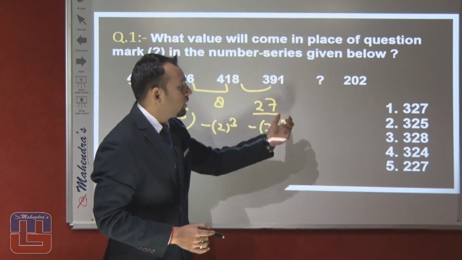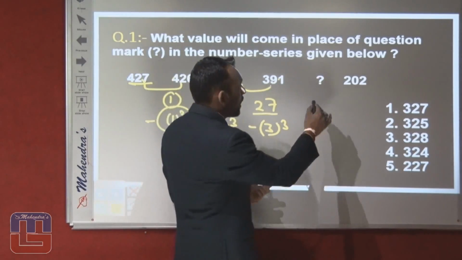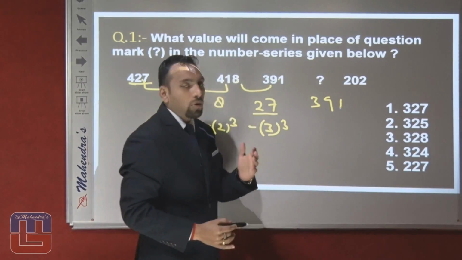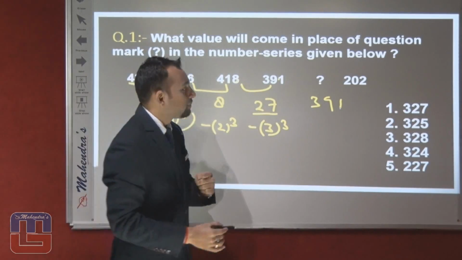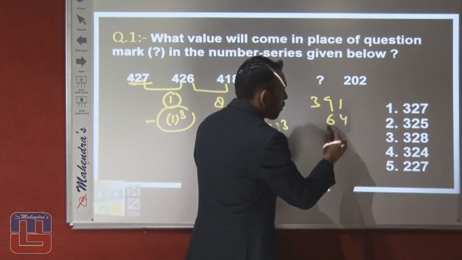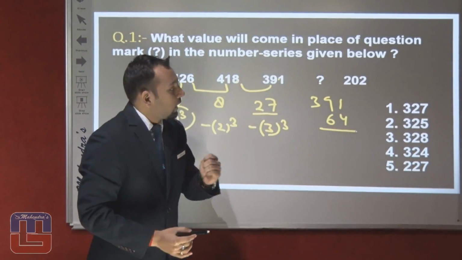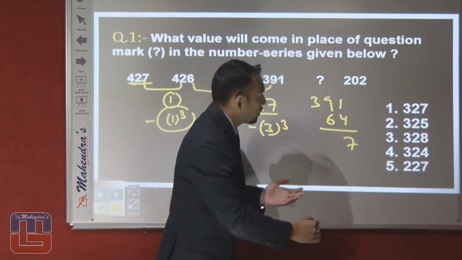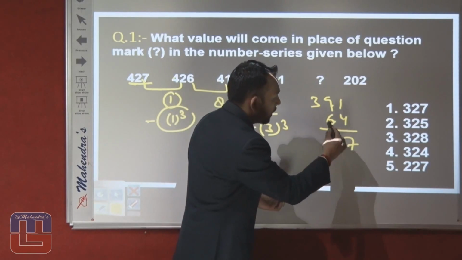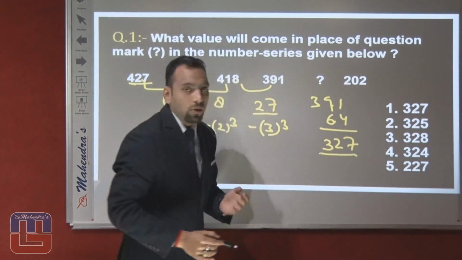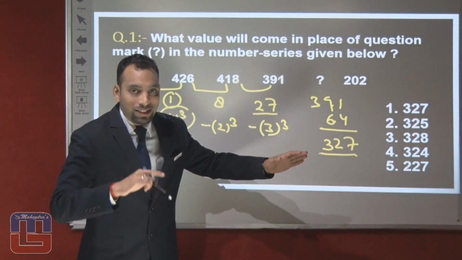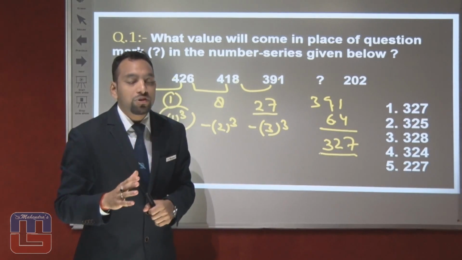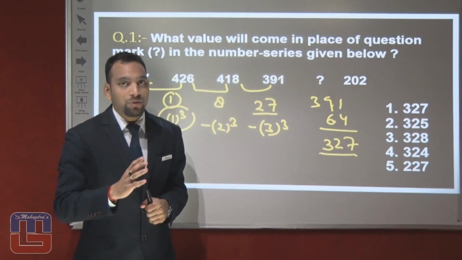So you will have to subtract 4 cube from 391, and 4 cube is 64. Alright. Now see, 11 minus 4 is 7, and here 9 minus 6 is 3, and here you will get 327. Now look at the options. You can see clearly the first option will be the correct answer of this question.